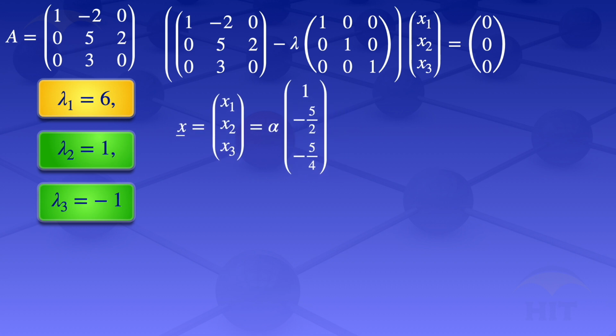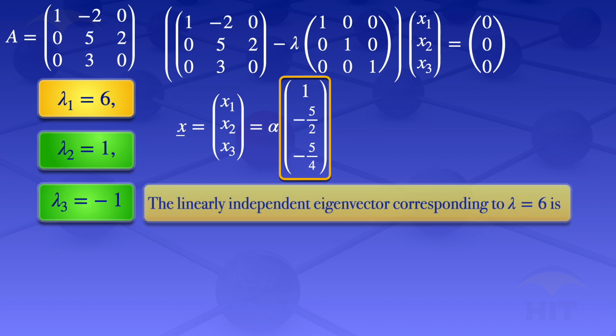But alpha is a real number. So what you'll be having there is infinitely many eigenvectors. But all these vectors are a scalar multiple of this vector here. So what we'll be having there is the linearly independent eigenvector corresponding to lambda equals 6 is the vector 1, minus 5 over 2, minus 5 over 4. So that will be the linearly independent eigenvector. All the other vectors are a scalar multiple of this vector.